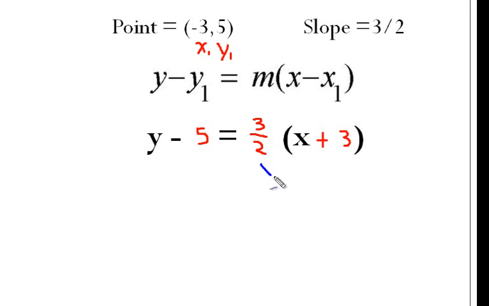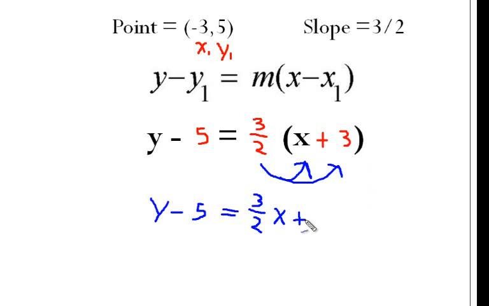Okay, next step is to distribute this fraction into the parentheses. So this left side is going to stay the same, y minus 5. 3/2 times x is going to be 3/2 x. And 3/2 times 3 is going to give me 9/2. You can keep it as a fraction or write it as a decimal. They're still equal to each other.